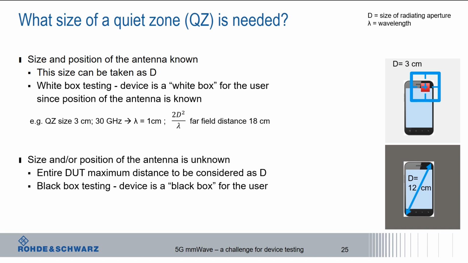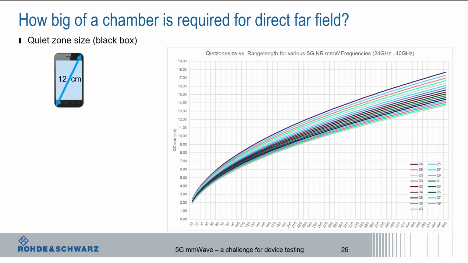So then I have to consider the entire size of the device, because it could be anywhere. And then of course my D becomes much bigger than 3 centimeters, for example, for a standard smartphone, maybe 12 centimeters. And that, of course, at the same frequency leads now to a far field distance of almost 3 meters. So from nice and easy 20 centimeters, we move to 3 meters, which is like a room size far field distance.